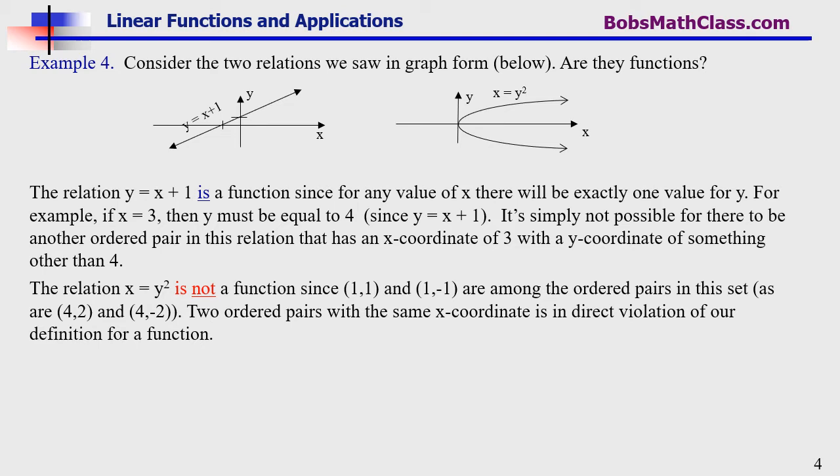There's another two ordered pairs, (4, 2) and (4, -2). If you plug in 2 for y, you'll get 4, as well as -2. So here are two ordered pairs with the same x-coordinate, and that is a direct violation of our definition for a function. Maybe I should have written that differently. Violation seems like a strong word. But that's it. We can't have the same x value that has two different y values.